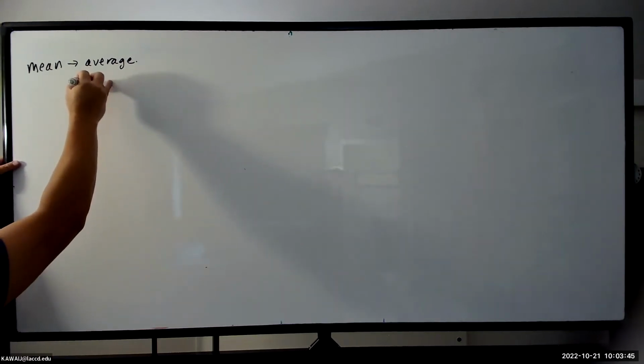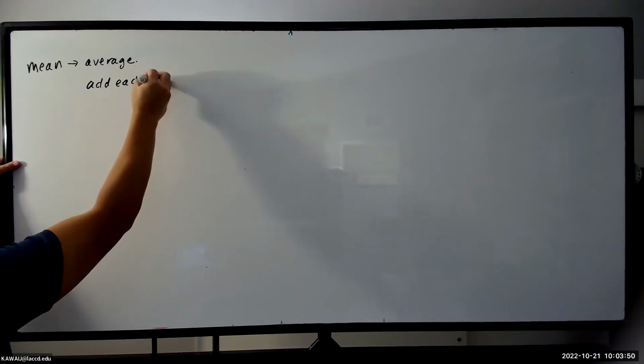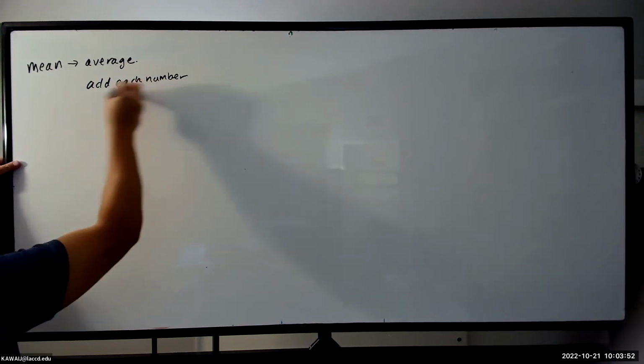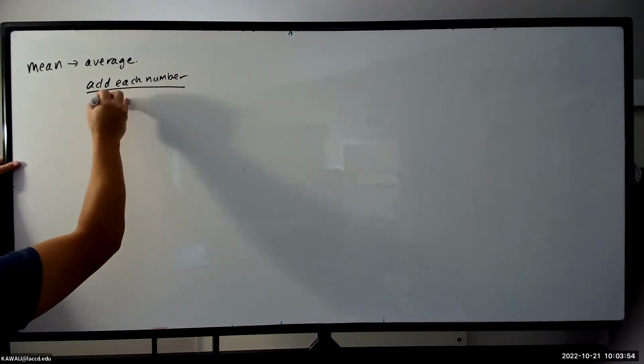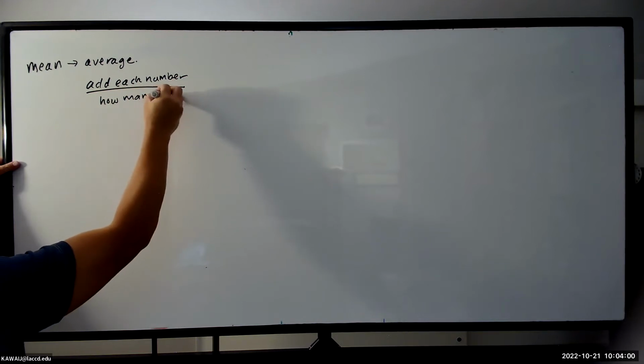So let's look at mean, median, and mode. The mean is the same thing as the average. So what you want to do is you add the numbers and divide by how many numbers there were.